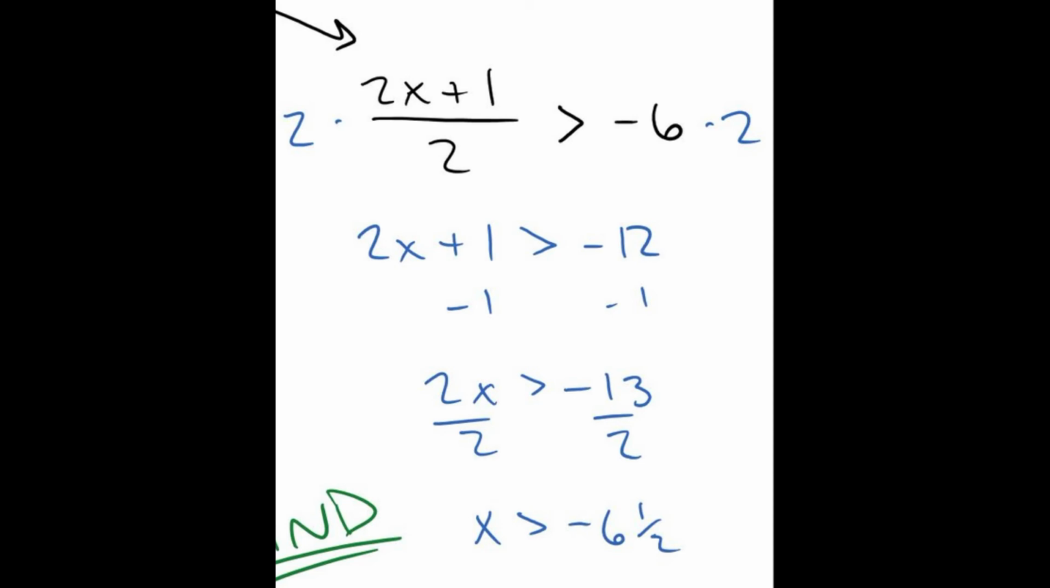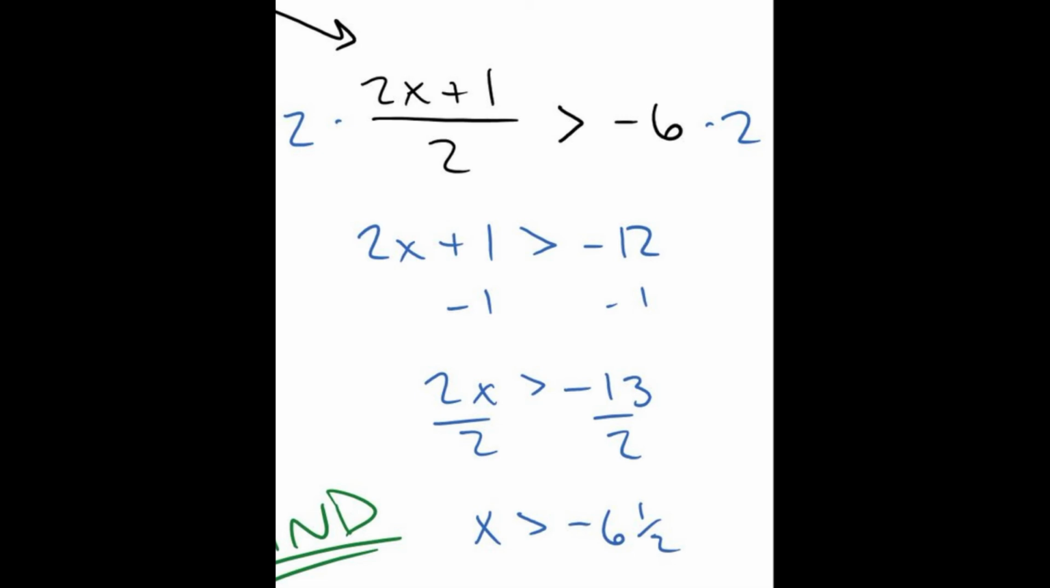Same thing, I'm going to cancel out the 2 by multiplying it by 2. You get 2x plus 1 is greater than negative 12. Subtract 1 from both sides. This time you get negative 13. I divide both sides by a 2, and you get x is greater than negative 6.5. So those are my two answers.